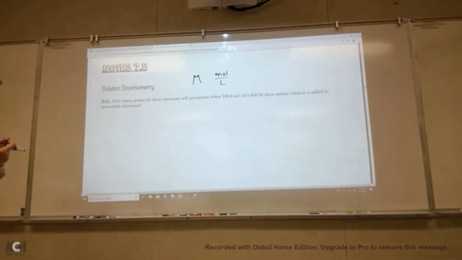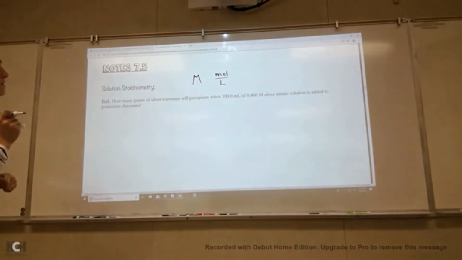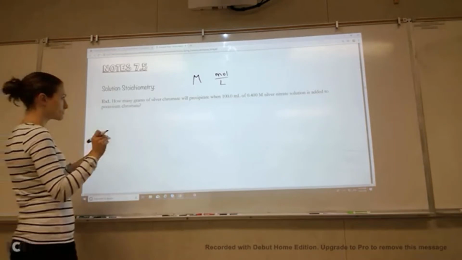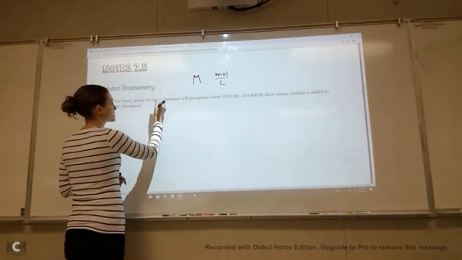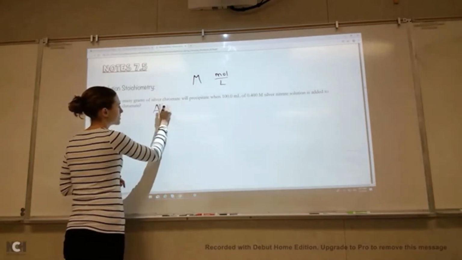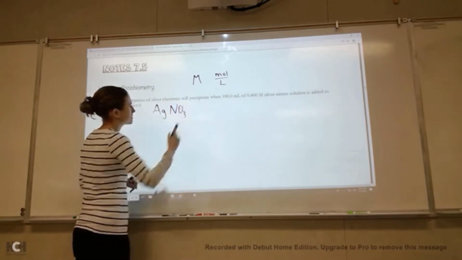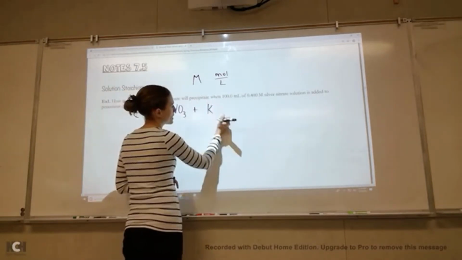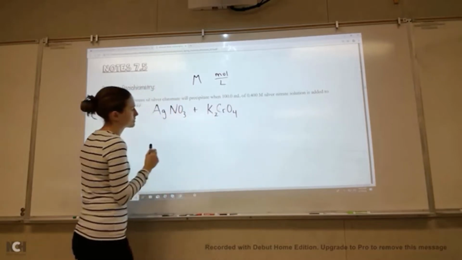So the question tells you how many grams of silver chromate will precipitate when 100 milliliters of 0.400 molar silver nitrate solution is added to potassium chromate. So before I do anything, I've got to write out my reaction. So it tells me I have silver nitrate reacting with potassium chromate. So silver nitrate, silver is Ag. It has a +1 charge. Nitrate is NO3, and it has a -1 charge. So I cross my charges properly here. Potassium chromate, potassium's +1. Chromate is CrO4 with a 2- charge, so you'd have a subscript 2 there.